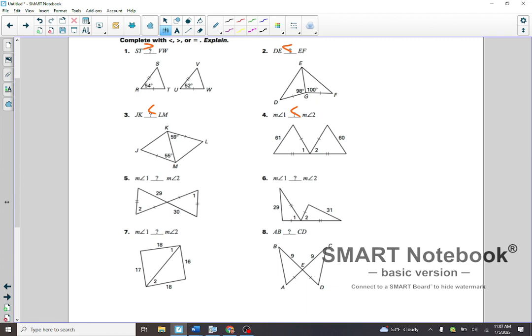Just keep track of the angle number. Wait, so which one's the number? Which one is the number that I'm looking at? Can you just put the arrows? Yeah. This is smaller. Oh wait, 29. Okay, this is bigger.